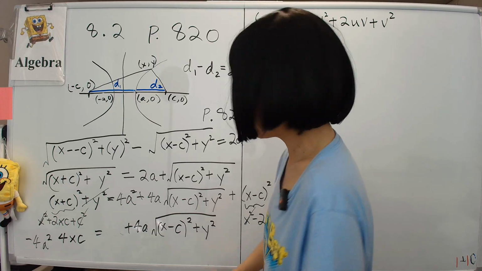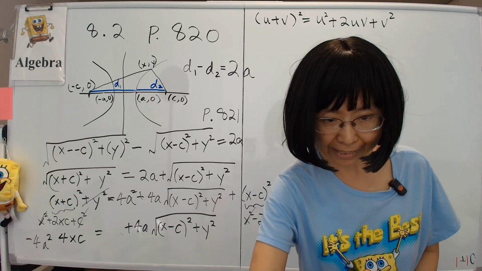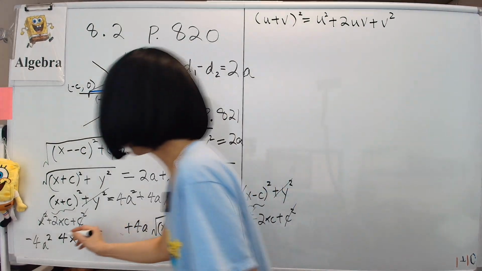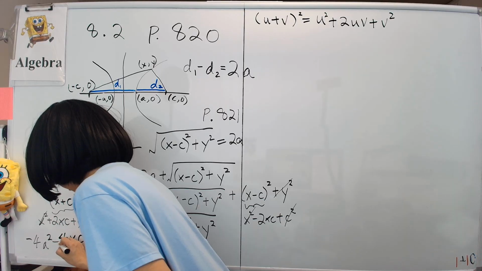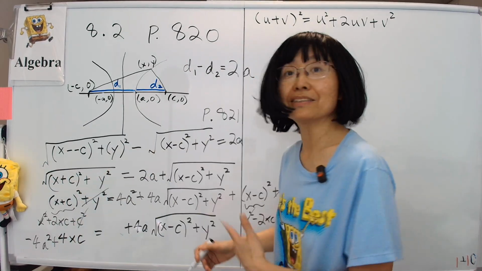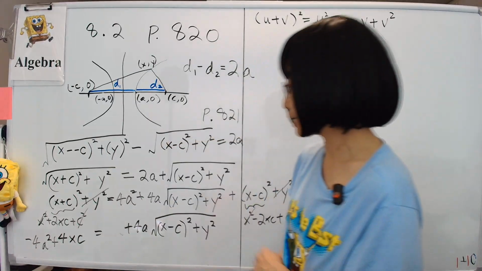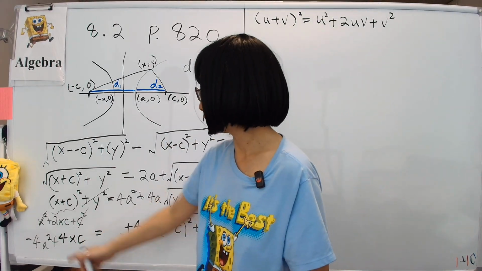Is that right? Let me check. Okay, see if I made a mistake. It's correct, unfortunately, because I was hoping we could go a little faster, but there is no going faster. There should be a plus sign there because I'm moving 4a squared to that side, and this thing was positive.